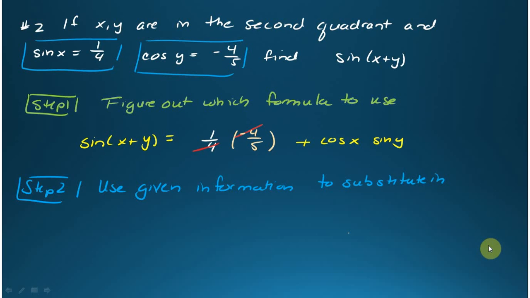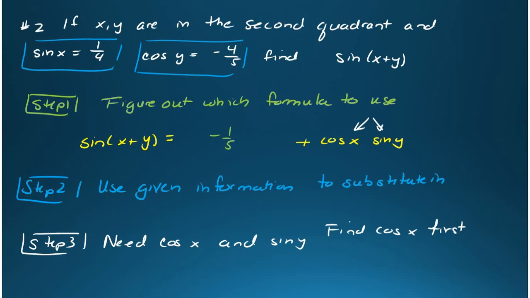There was an outcry yesterday because I didn't simplify right away, so I'm going to simplify right away. Order doesn't matter when I simplify. That's gone, and I'm left with minus 1/5. Now, I'm almost done. I just have to get rid of this term and this term. I want to fill them in with numbers. So I need to find next cosine x and sine y. Cosine x and sine y have not been given to me. So I have to actually use this given information to figure them out. I'm going to start with finding cosine x first.